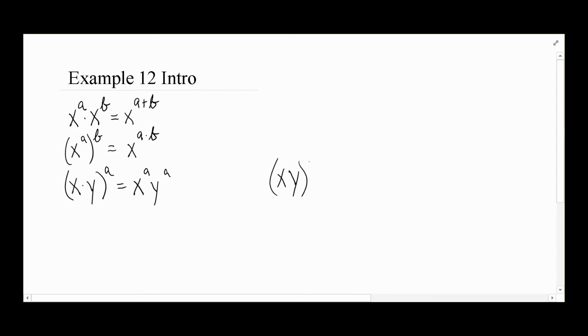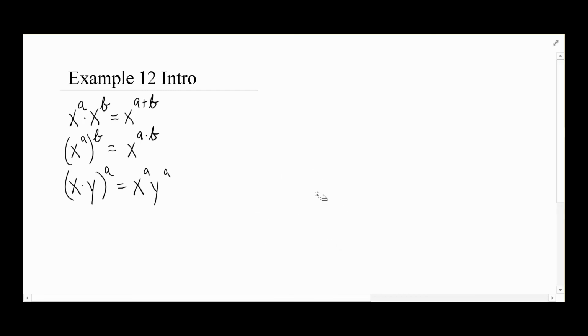So what if I had x times y cubed? This is xy, xy, xy. But multiplication is commutative. I can do it in any order I want. So I could put all the x's up front, all the y's in the back, and that makes it clear that I've got 3 x's and 3 y's. That's why that rule works.